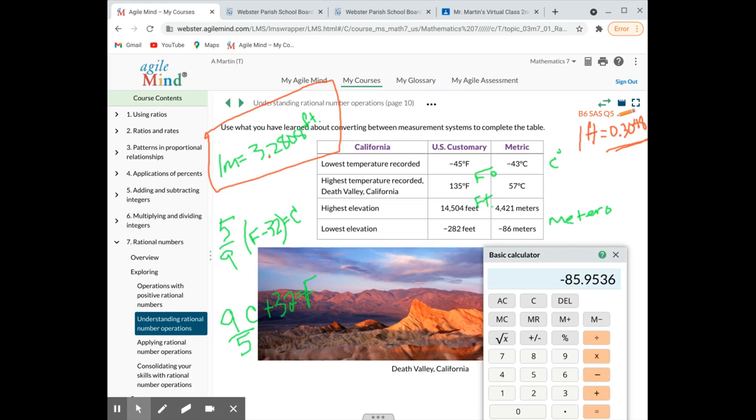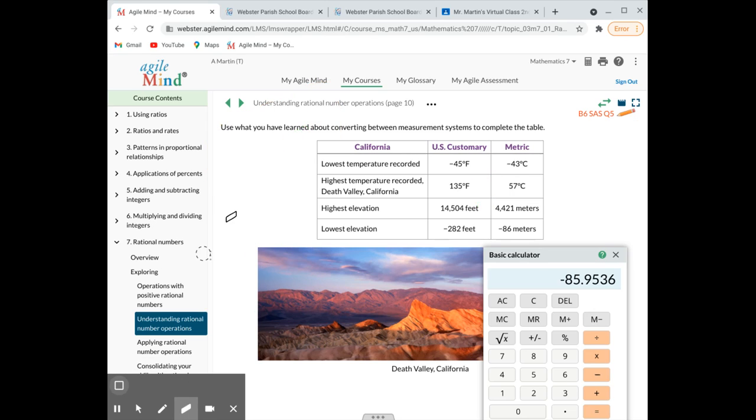Now all we have left is question 6 on pages 11 through 12. So we're going to knock that out very quickly.